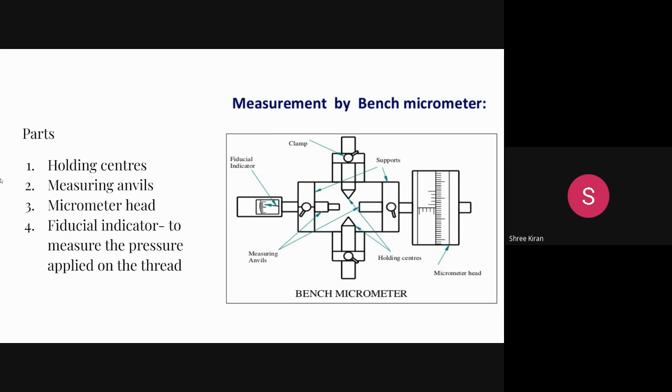This is what happens in the case of a bench micrometer. Mainly, the bench micrometer is used for ferrous and non-ferrous materials, electric cable, and enameled wire. We have holding centers to hold the part, the measuring anvils to measure, the micrometer head to check, and the fluidic indicator to measure the pressure applied on the thread. So all these factors are considered in the case of a bench micrometer, or just a micrometer.